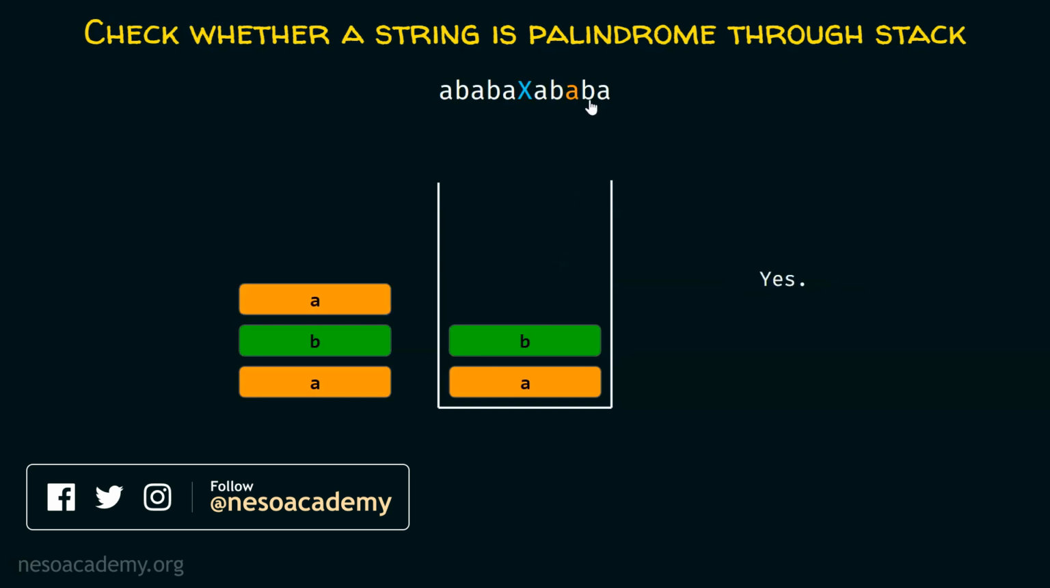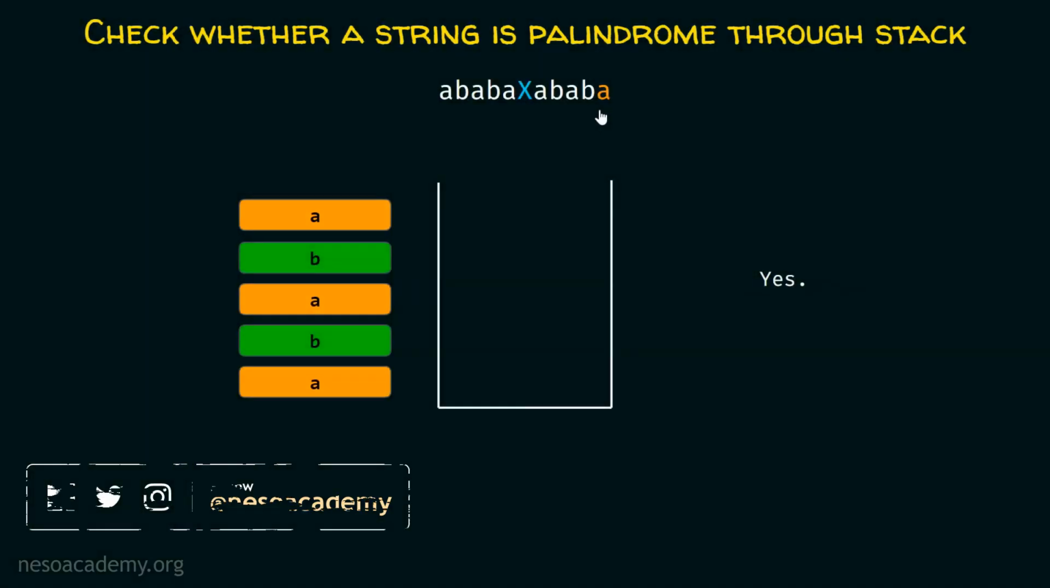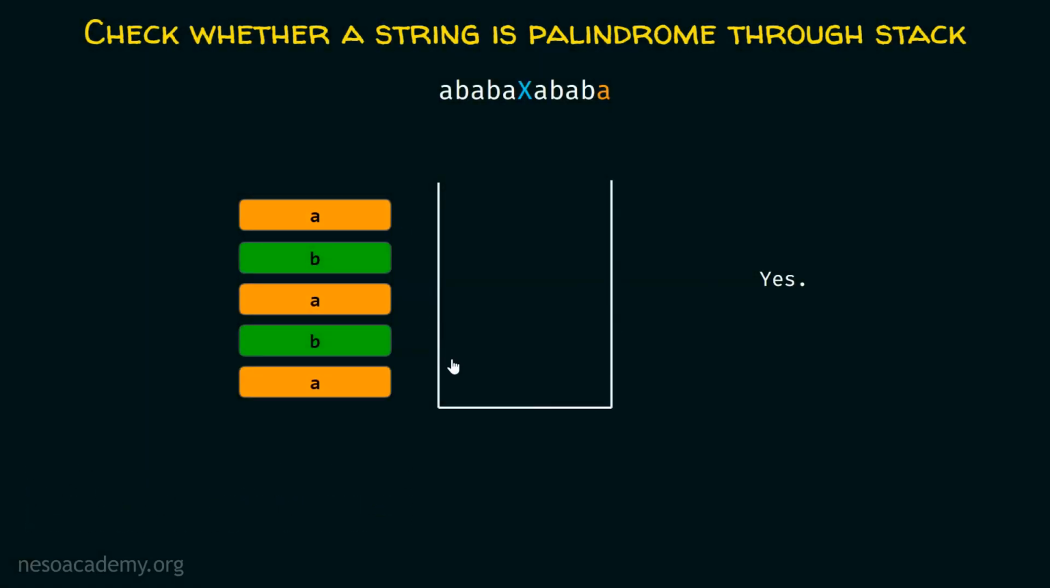Just continue. Is this character equal to this character? Do nothing. Continue. Is this character equal to this character? Yes, of course, they are equal. Continue. Now you can see the current status of the stack. The stack is empty. Therefore, the given string is a palindrome. The idea is simple, right?